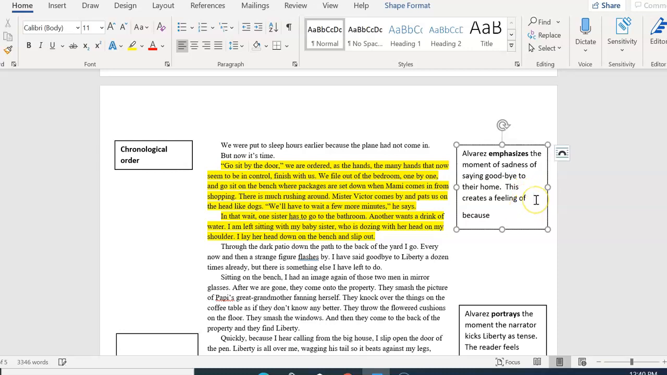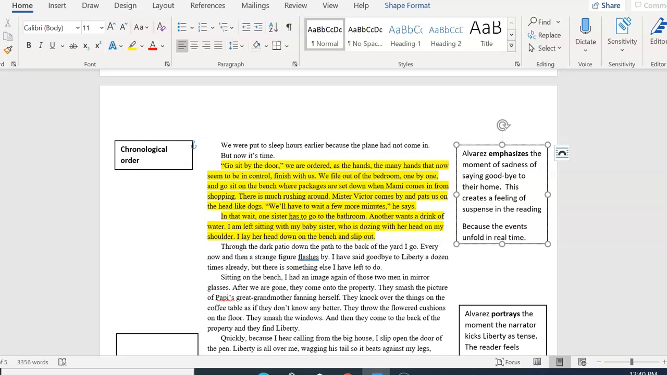This creates a feeling of suspense in the reader because the events unfold in real time.